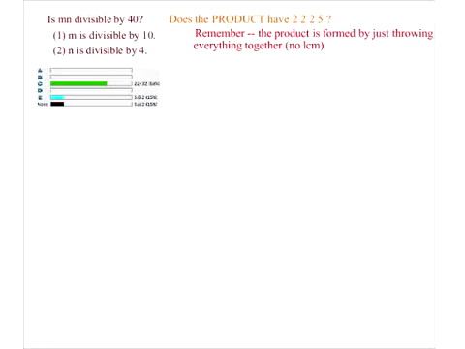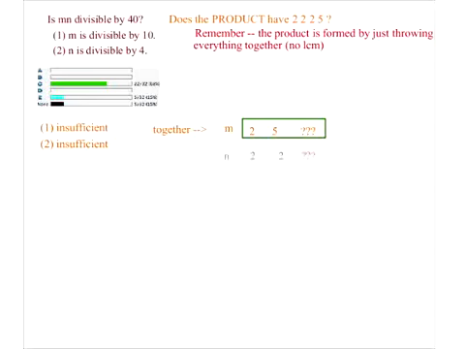Statement one and statement two are still insufficient for the reasons that we've talked about before. But if you have these together, then M contains in its box a 2 and a 5, and then a bunch of question marks. And then N contains a 2, a 2, and a bunch of question marks. Let's put those in different colors just for emphasis. Then notice that the product MN is definitely going to be made by throwing those together. So that's going to be a 2, a 2, a 2, and 5, and other stuff.